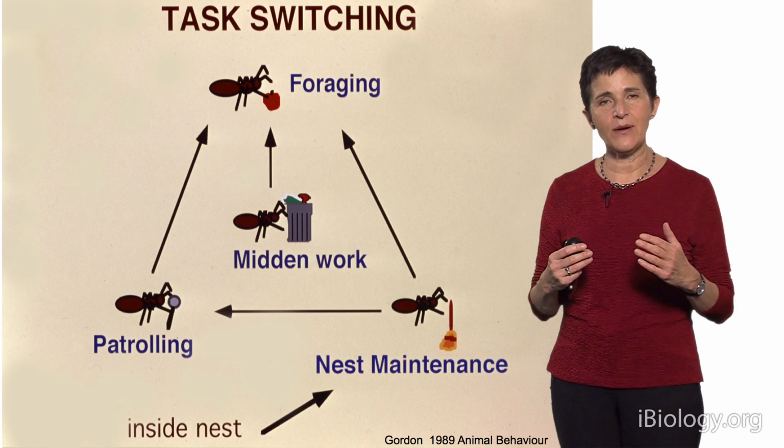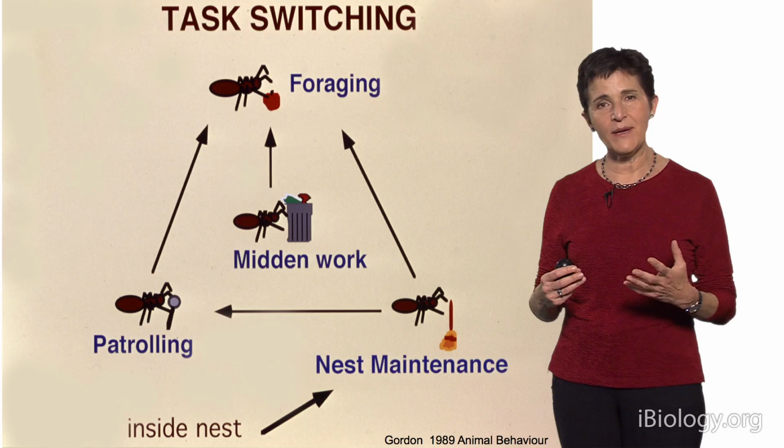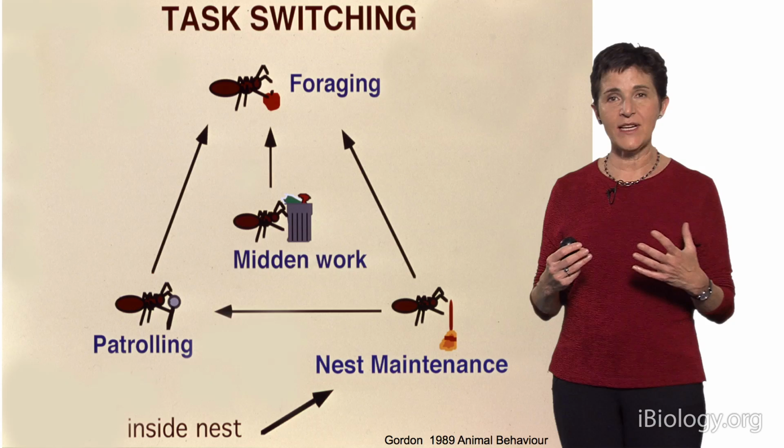So for example, if more ants are needed to forage, then the patrollers will change to forage, the midden workers will change to forage, and the nest maintenance workers will change to forage. In response to a lot of really exciting new food that I put out there, everybody will switch to forage. If there's a need for more patrollers, so for example, if I create a disturbance, then the nest maintenance workers will switch to do patrolling.